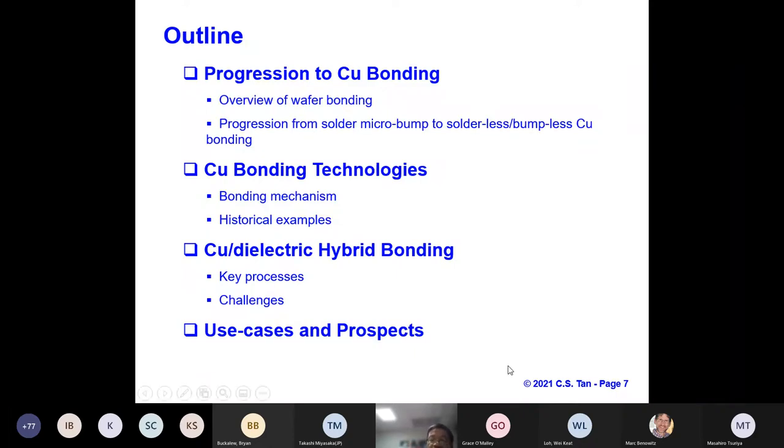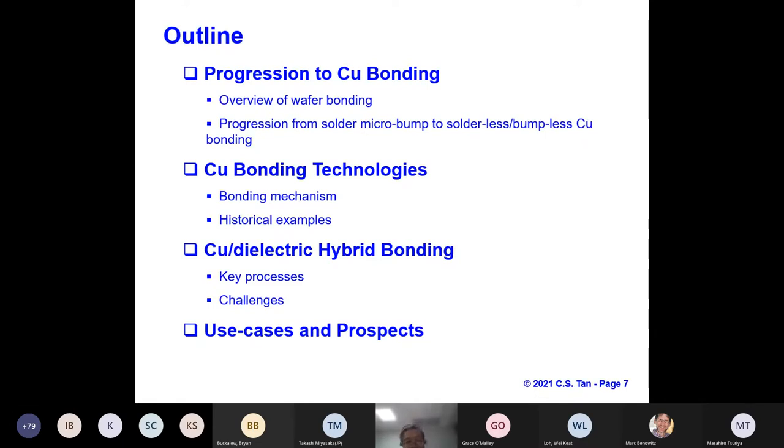Then I will, of course, focus more on what is being used today, and that is hybrid bonding. I will use CIS as an example. We will talk about the challenges and the things that you have to pay attention to. I also found a number of roadmaps out there that I can share with you, to explain where copper bonding stands in terms of the roadmap, and then talk about some of the possible use cases.